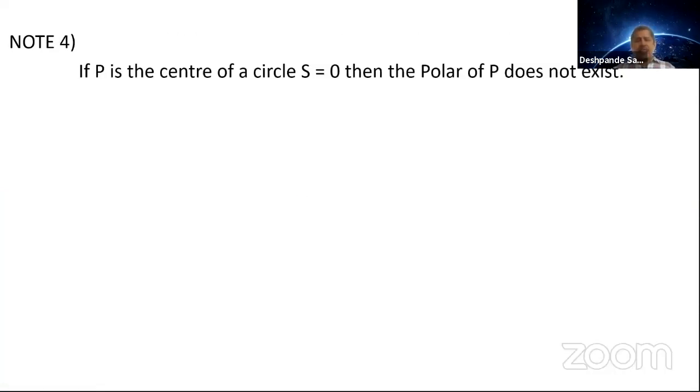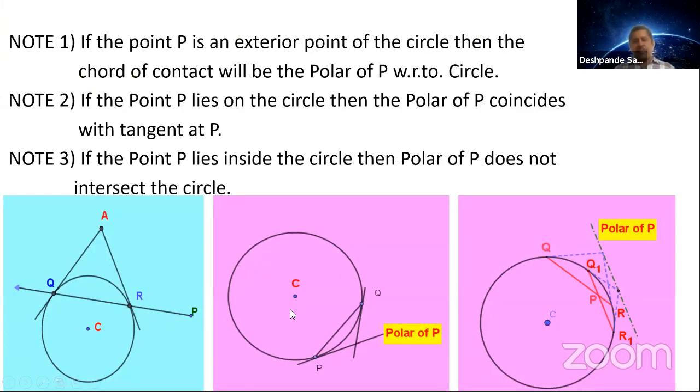So let us take another point here. If P is the center of the circle, S is equal to 0. Now, what is going to happen if the point is the center of the circle? Just observe the previous figure. Say, for example, you have the point P here. Now, what are you going to do? You are going to draw a chord through this center.